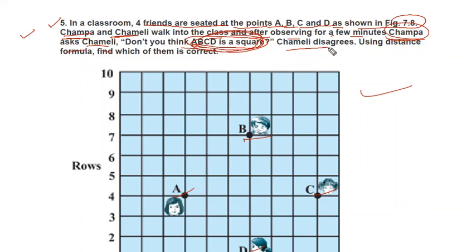Now Chameli is disagreeing. Chameli does not agree. Using the distance formula, find which of them is correct. So use the distance formula and find who among these two is correct. Champa is saying that ABCD is a square and Chameli is saying ABCD is not a square. So let's find who is saying the correct thing.